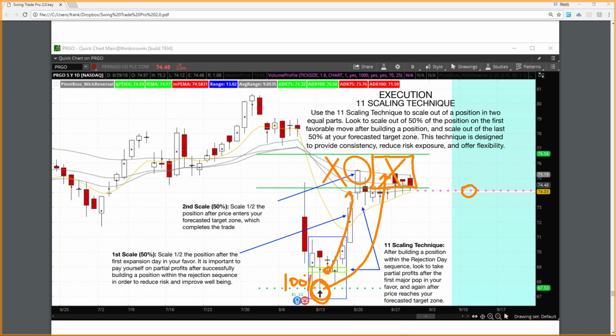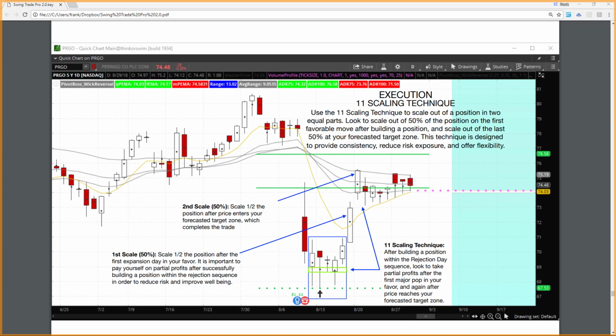And so what I mentioned to our traders in the trading room was I'm looking to enter here, and as soon as price pops in our favor, I will take some off, and as soon as price hits the middle of that high probability target zone, I will take the rest off. And that is exactly what I did. So in this case, the 1-1 scaling technique, after building a position within the rejection day sequence, look to take partial profits after the first major pop in your favor, and again after price reaches your forecasted target zone.